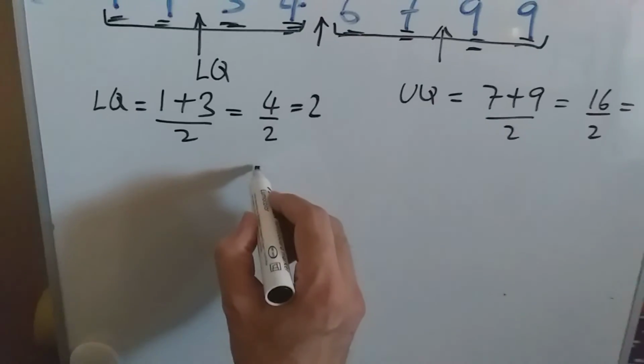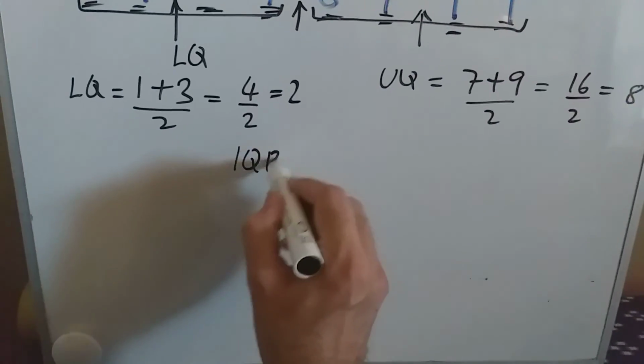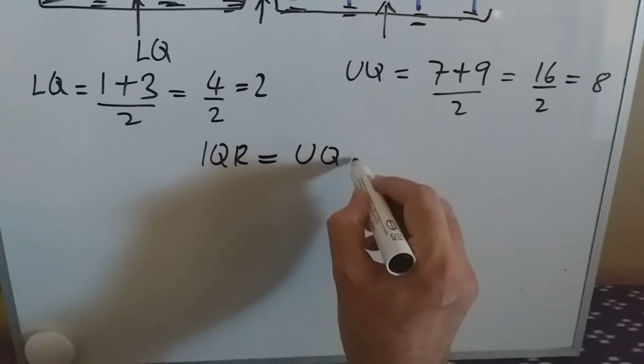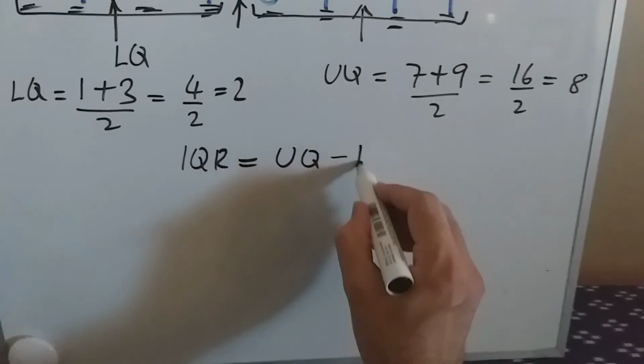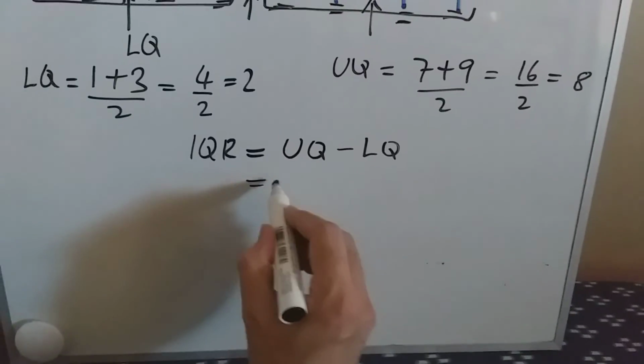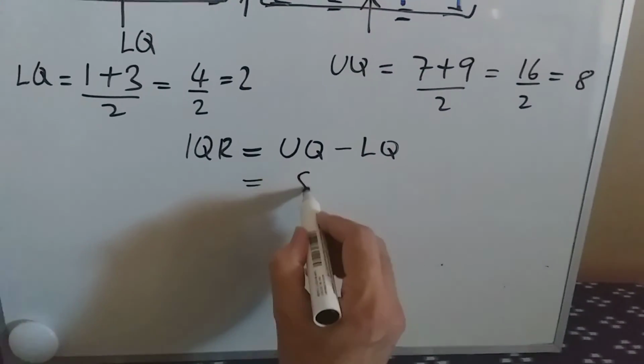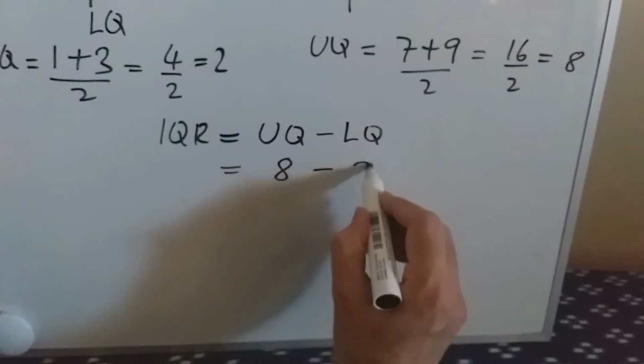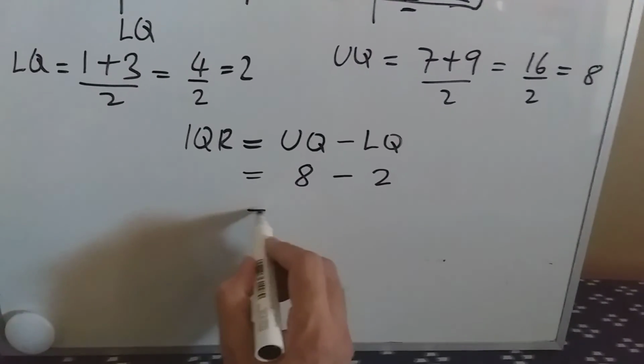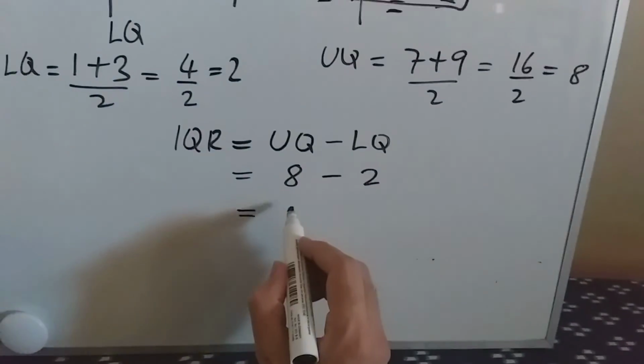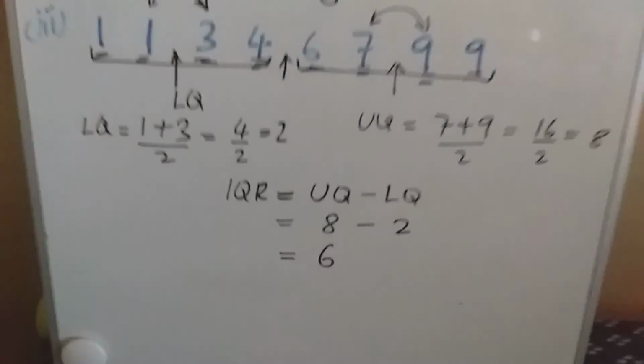So in this situation, the interquartile range will be equal to the upper quartile minus the lower quartile. The upper quartile here is 8. Take away the lower quartile, which is 2. So the interquartile range for this set of values is equal to 6.